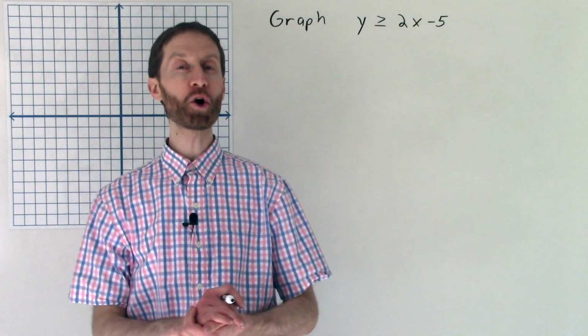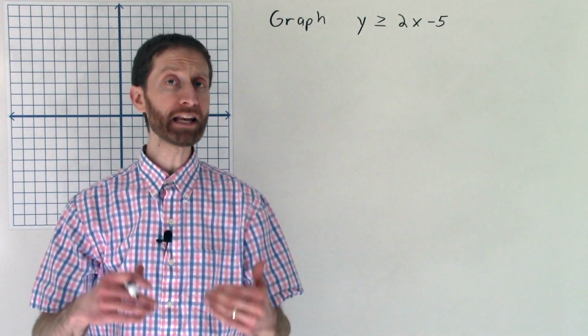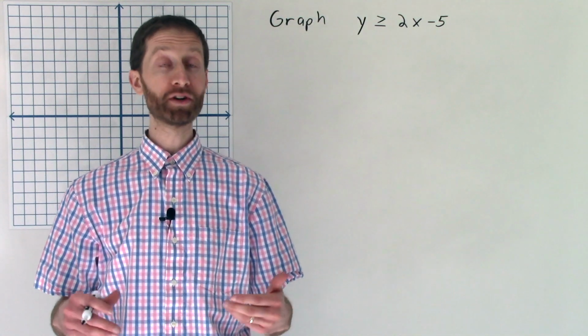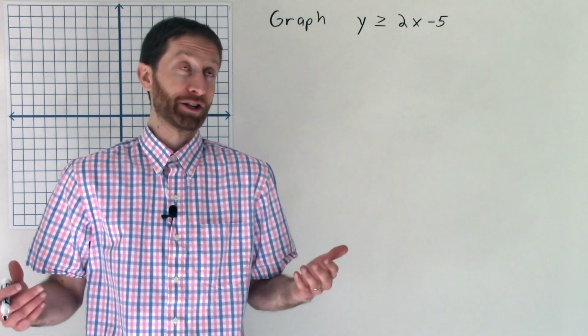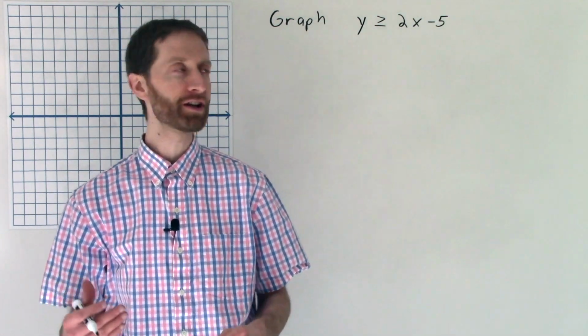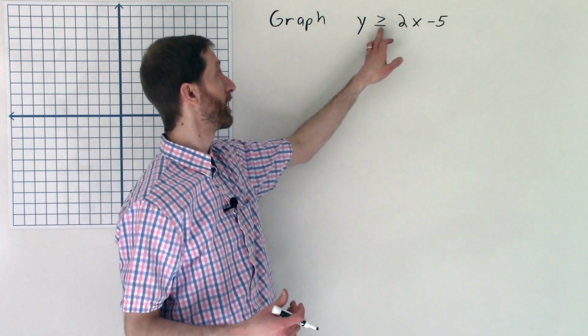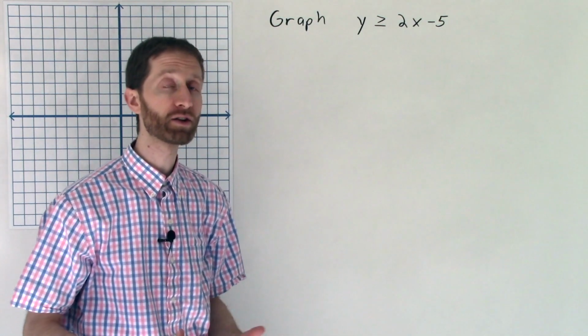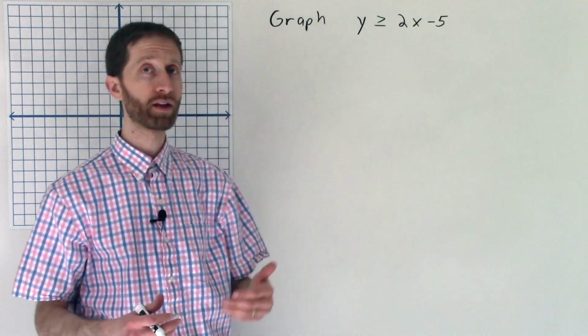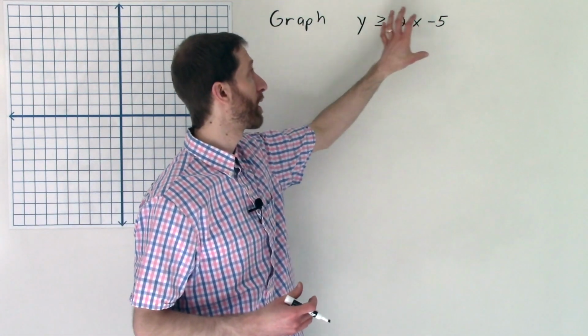In this video, we are going to go over how to graph linear inequalities. What is a linear inequality, you ask? Well, it's basically a linear equation, but instead of having an equal sign, you have an inequality sign. So that could be greater than or equal to, less than or equal to, less than, greater than. We're going to go over how to graph this out.